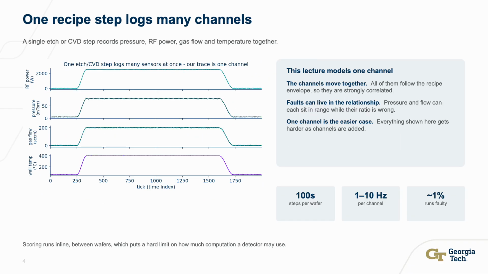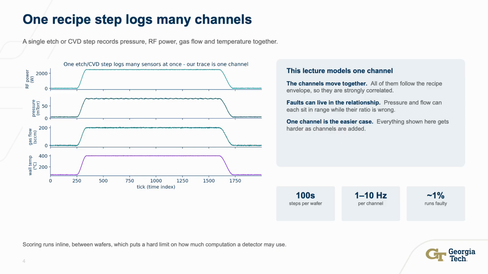One more thing about real settings before we simplify it. A single etch or CVD step does not log one sensor. It logs dozens. This figure shows 4 of them from the same step: RF power, pressure, gas flow, chamber wall temperature. They all move together because they are all following the same recipe envelope. That means they are heavily correlated, and a method that treats them as independent is throwing that information away.